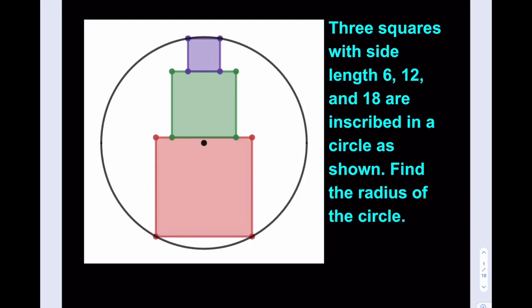So, three squares with side lengths 6, 12, and 18 are inscribed in a circle as shown. Find the radius of the circle. All right, cool. At this point, you may just want to pause the video and try this problem yourself first.